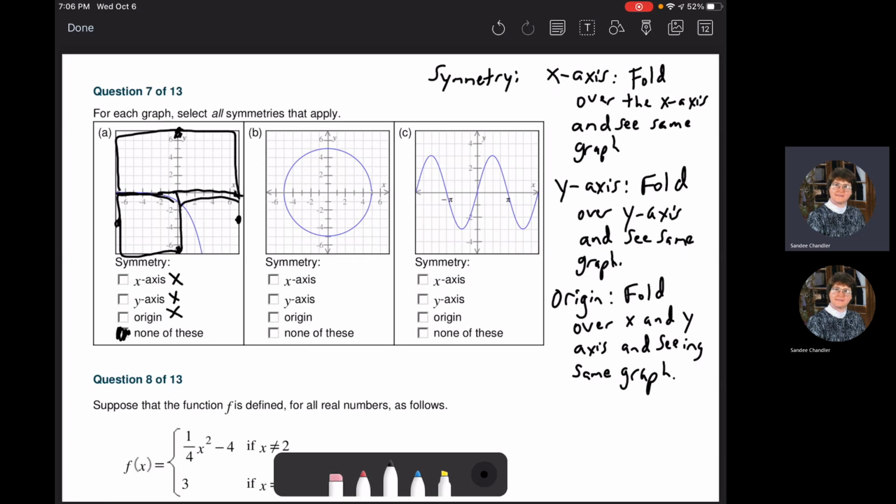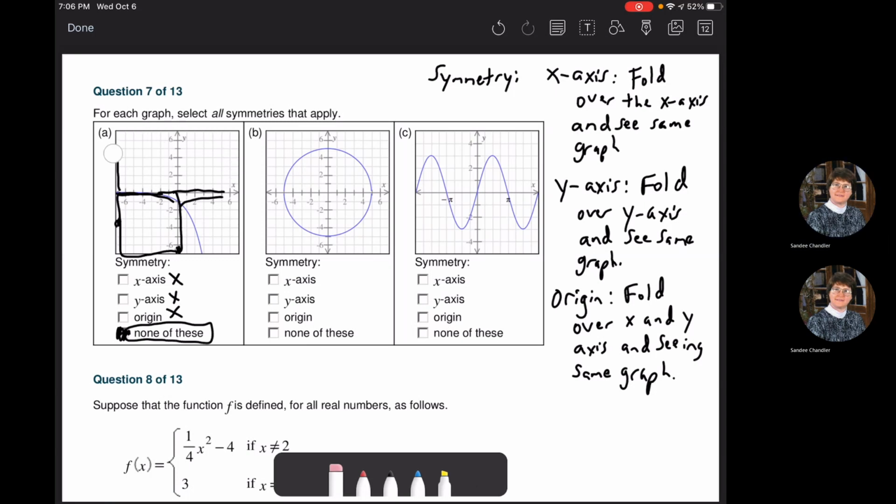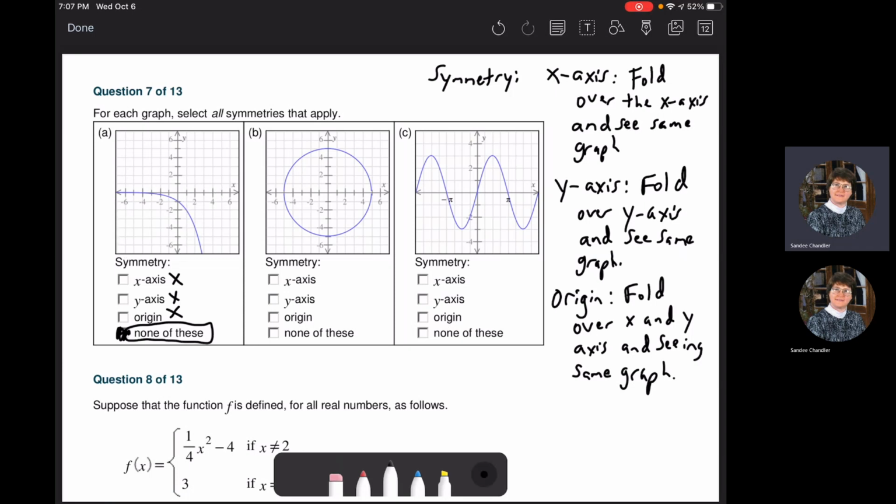It's actually none of these. So that's a none one. All graphs do not have symmetry. Let's take a look at this piece. If I look at the top, I see my semicircle. If I fold it down, that semicircle will fold over that line and be the same semicircle down here. So it definitely is x-axis.